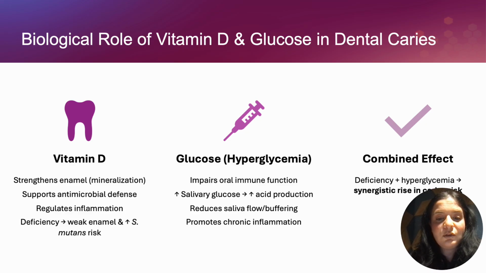Hyperglycemia impairs oral immune function. Having increased salivary glucose will then lead to increased acid production. This reduces salivary flow and buffering and promotes chronic inflammation. So together, if you combine the risks and the effects, deficiency of vitamin D and hyperglycemia have a synergistic risk in oral health and caries risk.